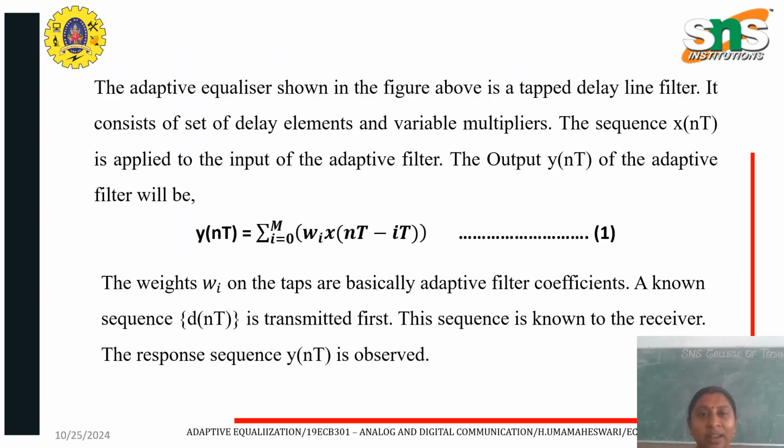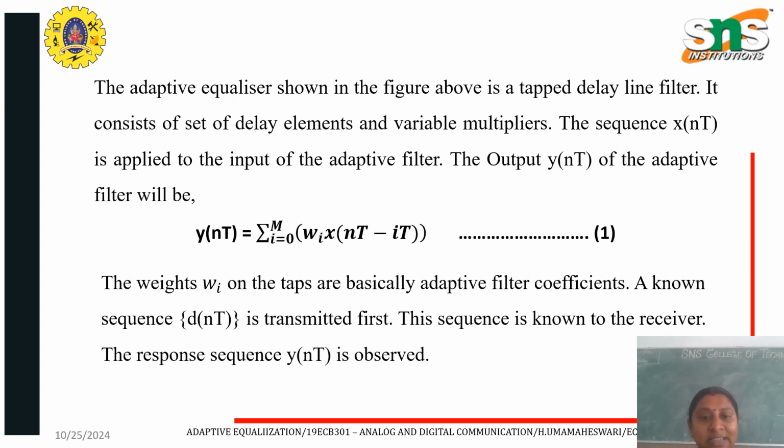The adaptive equalizer shown in the figure above is a tapped delay line filter. It consists of a set of delay elements and variable multipliers. The sequence x(nT) is applied to the input of the adaptive filter. The output y(nT) of the adaptive filter is given by this equation. Here the weights wi and the taps are basically the adaptive filter coefficients.